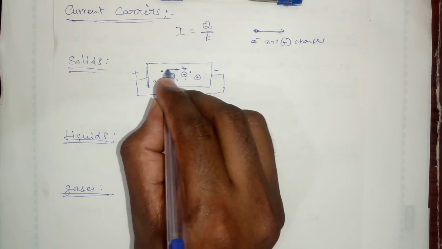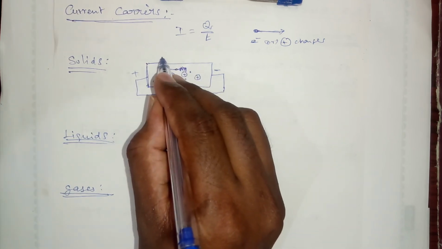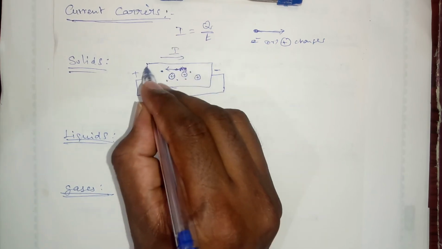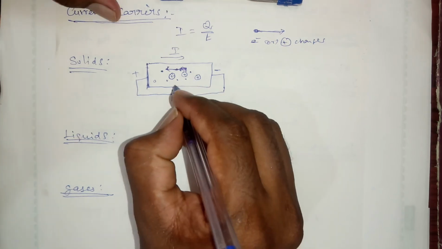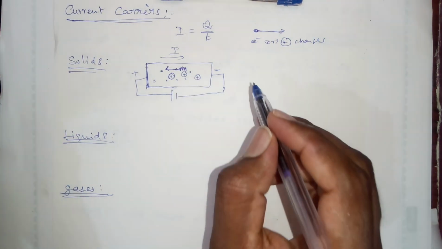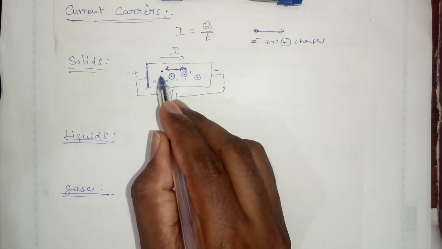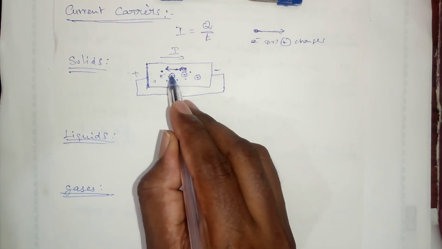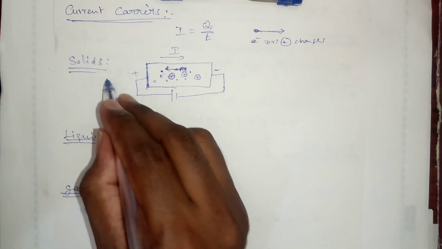The electrons will move towards the positive terminal. The current will move from the positive terminal to the negative terminal. So in solid materials, only the free electrons are the current carriers. The positive charges will not move.